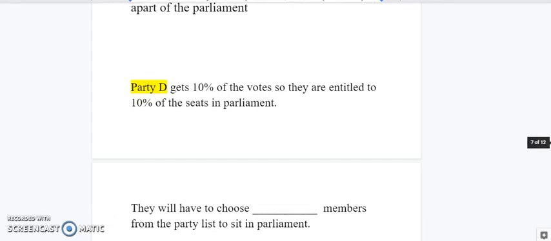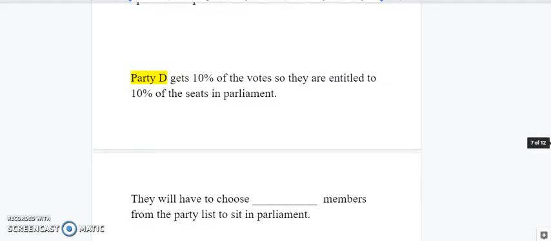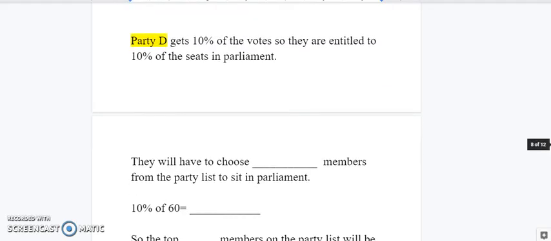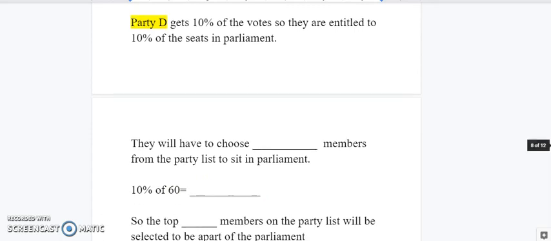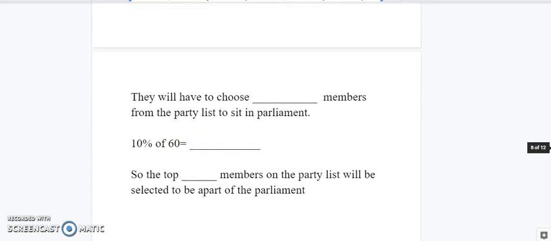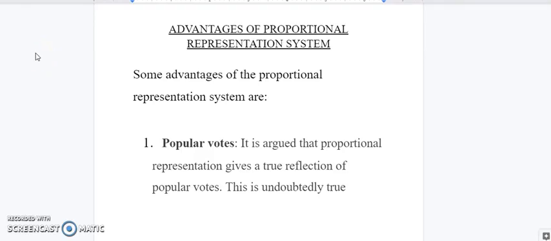Party D gets 10% of the vote. So they are entitled to 10% of the seats in Parliament. They will have to choose dash members from the party list to sit in Parliament. You are going to work out this one for me. 10% of 60 is equal to dash. So the top dash members on the party list will be selected to be a part of the Parliament, right? So I hope you guys are understanding the proportional representation electoral system.